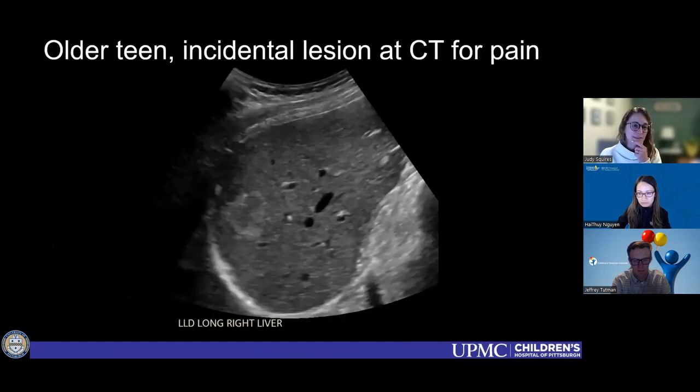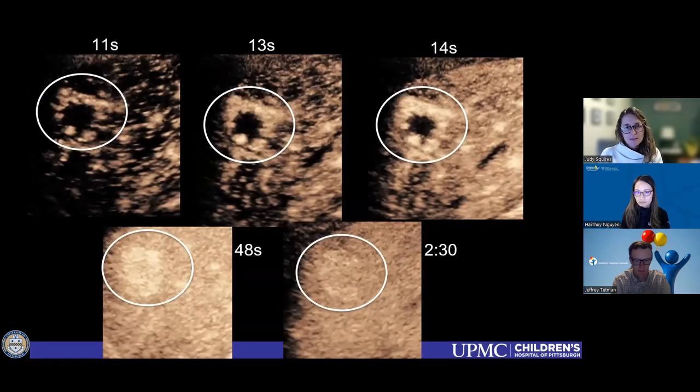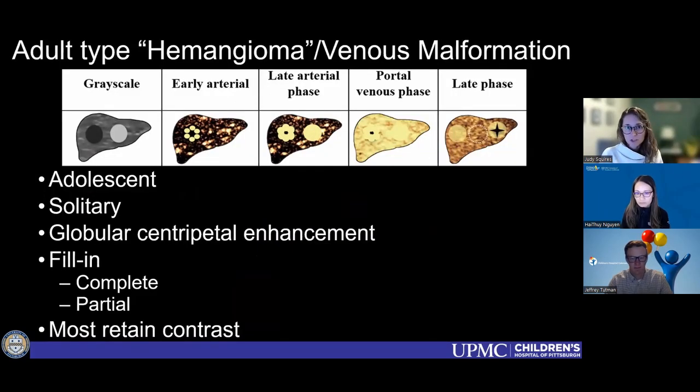Now this is keeping on a theme, but this one is an older teen, so not an infant, who had an incidental liver lesion. And this again has that globular out to in enhancement pattern, no washout. So this is what we should call a venous malformation or a vascular malformation, not a true hemangioma. But the enhancement is similar to both congenital and infantile hemangiomas.